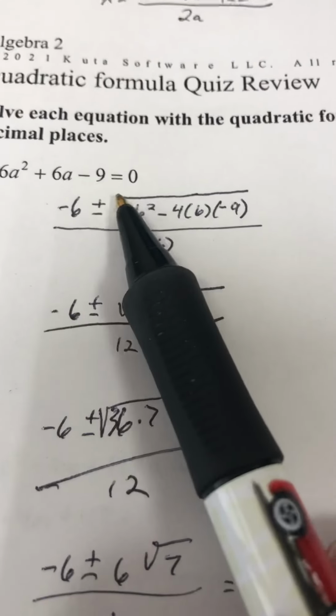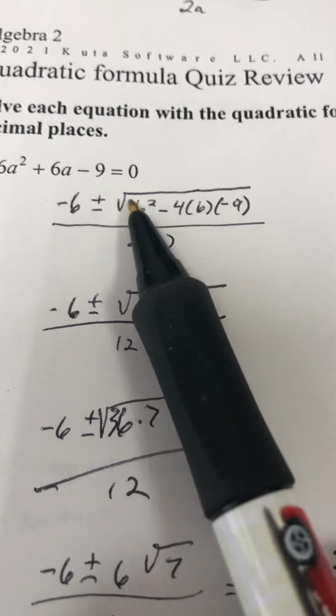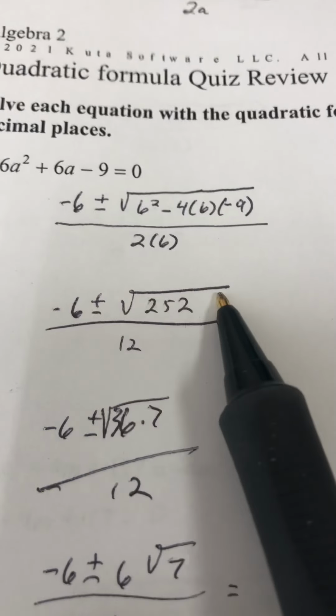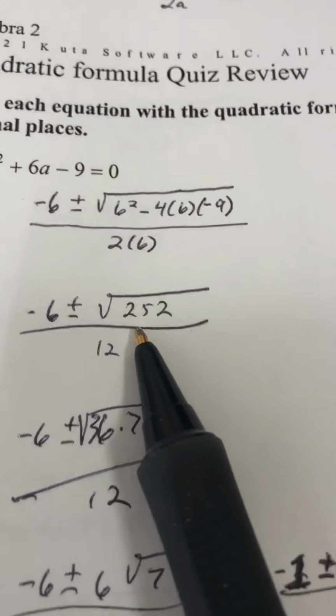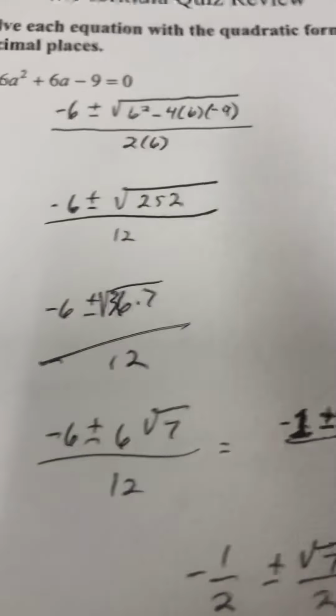The first thing I'm going to do is work out what is underneath the square root. I just work all that out on my calculator, and I got 252 for that. And you could pause this as I move forward.